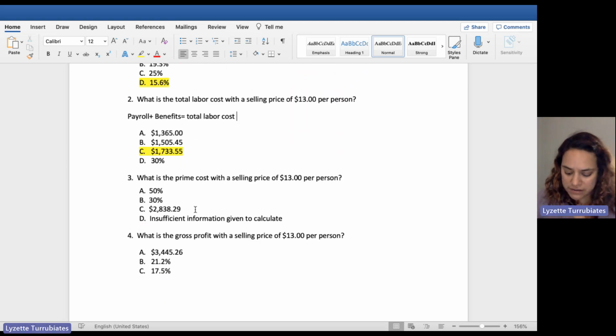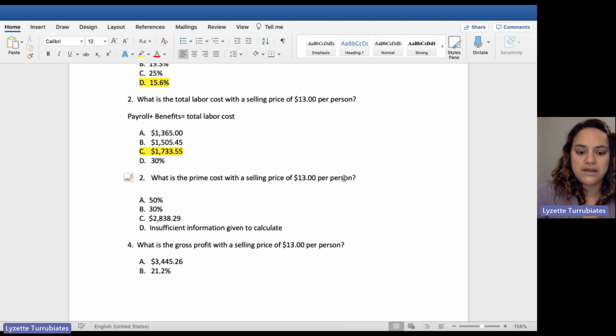Okay, so what is our prime cost? How do we figure out prime cost? Prime cost is going to be three things, okay? It's going to be your food cost, your beverage costs, and your total wages with benefits. So we just figured out what our total wages are with benefits, right? That's our total labor cost. And we already know what our food cost is and our beverage cost. So this one is food cost plus beverage cost plus total labor cost. And this is going to give us our prime cost.